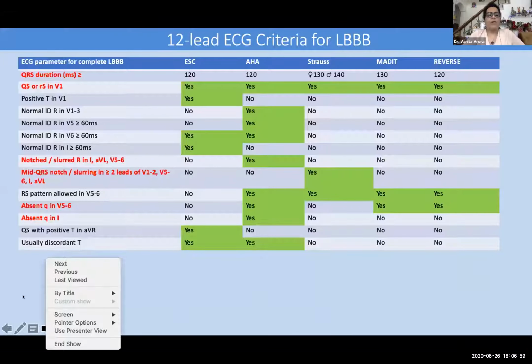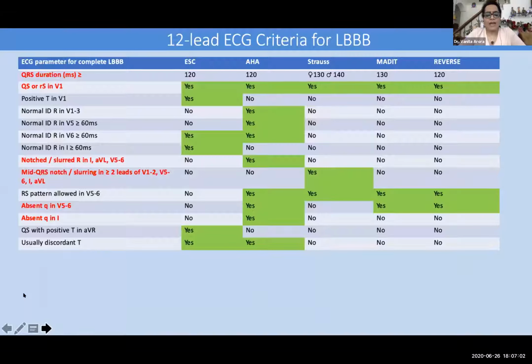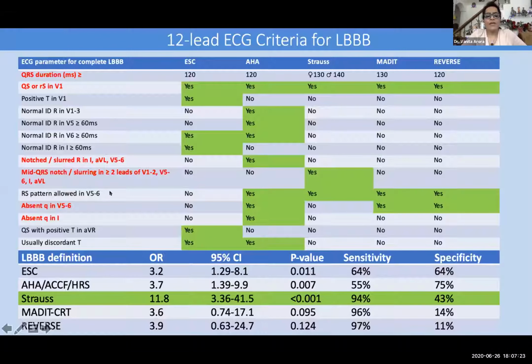Now, we have had a lot of trials and the guidelines which have studied the various criteria to recognize left bundle branch block from the ECG and correlate them with the CRT outcome in these patients. The most important thing which I want to discuss here is the mid QRS notch. If you see the Strauss criteria for the mid QRS notch, the slurring in more than 2 leads from V1 to V2 or lead 1, V5, V6, the mid QRS notch has a very high sensitivity rate, up to 94%, to be correlated to left bundle branch block who will benefit from CRT.